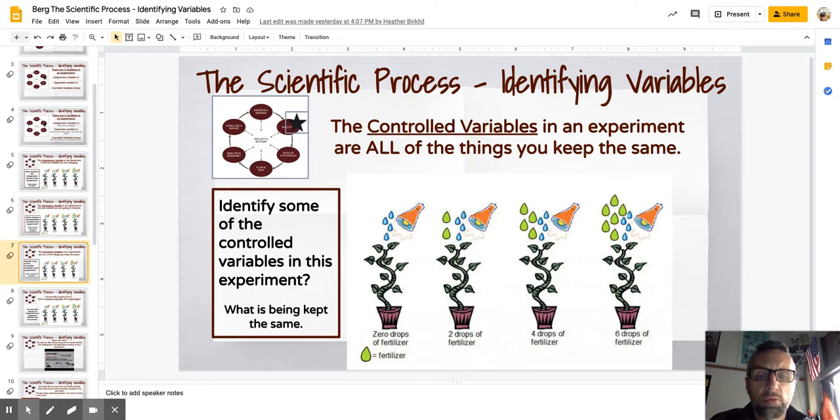That's not fair. It wouldn't be fair if I turned the light on the 0 drop of fertilizer water on for 5 extra hours. So the amount of light that it gets has to be the same. The amount of water would have to be the same. The amount of soil, not just the type of soil, but we can't have 3 centimeters of soil on the 0 drops of water and 40 centimeters of soil on the 6 drops of water. It just wouldn't be fair. So all of these things need to be kept the same. We call them constants or controlled variables.